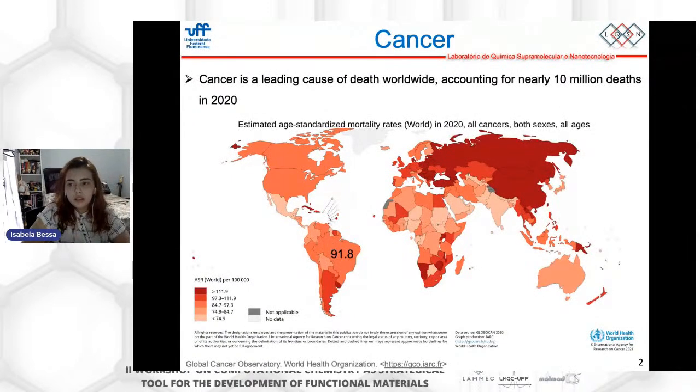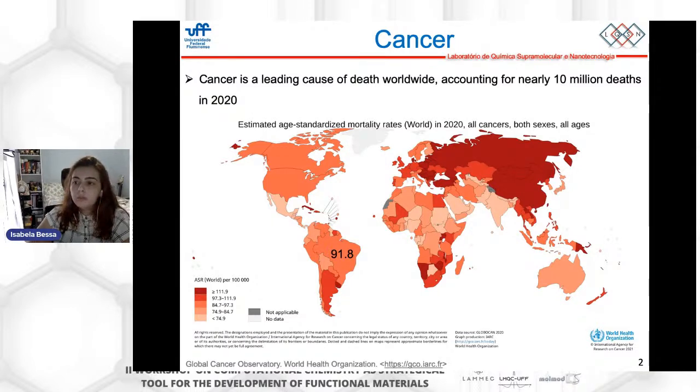Cancer is a generic term for a large group of diseases that can affect any part of the body. One defining feature of cancer is the rapid creation of abnormal cells that grow beyond their usual boundaries, and which can then invade adjoining parts of the body and spread to other organs, called metastasis. Cancer is a leading cause of death worldwide, accounting for 10 million deaths in 2020. The most common cancer types in 2020 were breast, lung, colon, rectum, prostate, skin, and stomach.